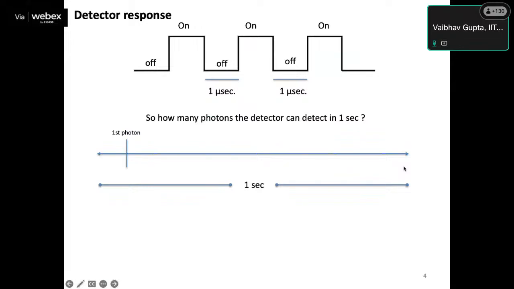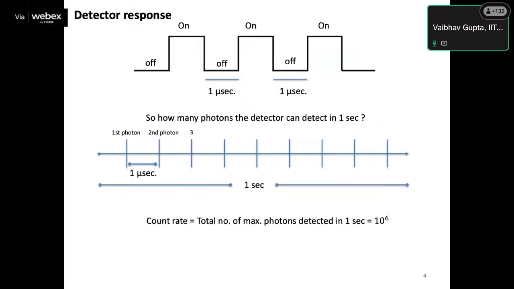Now let's say one photon comes, the detector will detect it, and then the detector will sleep for 1 microsecond. The next photon comes, it will detect again, and then it will sleep again. And then the third photon comes and the fourth. So if you do this, you will find out that the maximum number of photons which can be detected is 10 to the power 6 in 1 second.